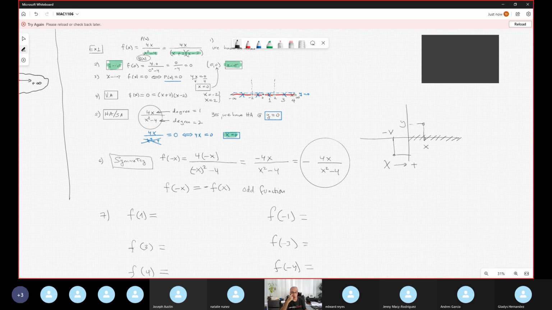Okay, no problem. For 1 it is substitution: 4 times 1 over 1 squared minus 4. 4 times 1 is 4. 1 squared is 1. Minus 4 is minus 3. Or if you prefer, 4 thirds. What about -1? It's the same value, 4 thirds, but positive, because the function is odd. That makes sense, guys, or no?